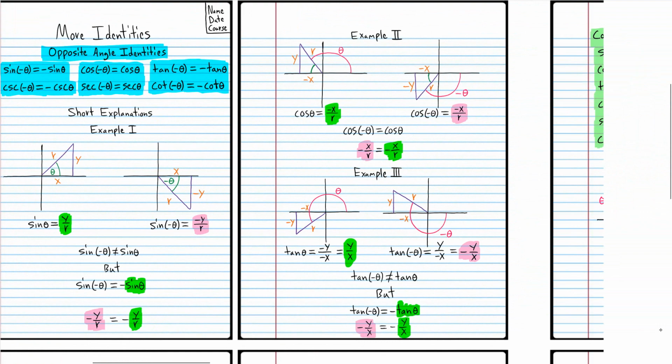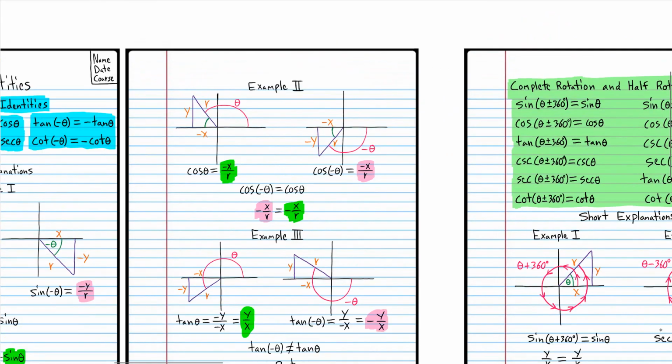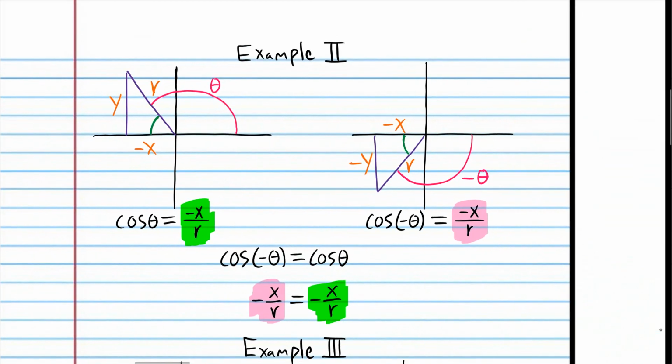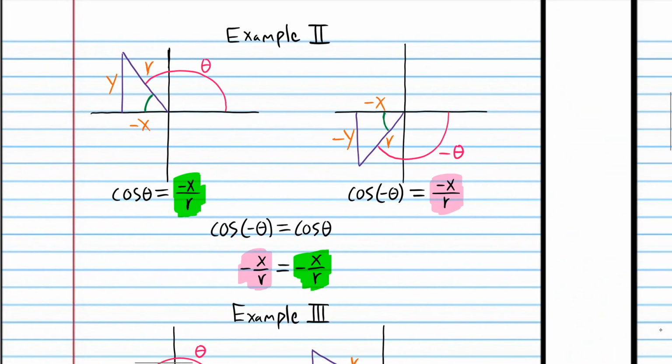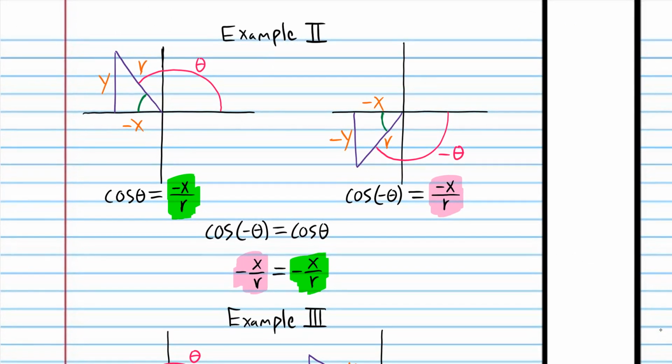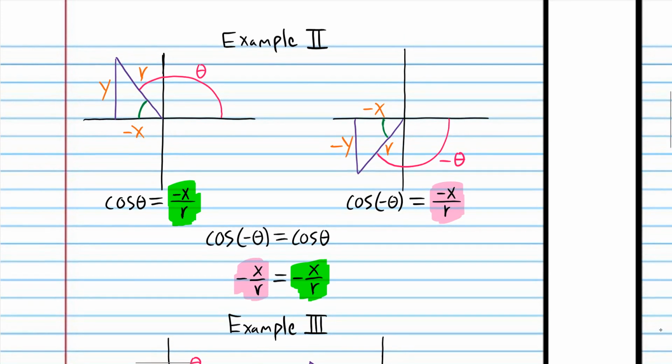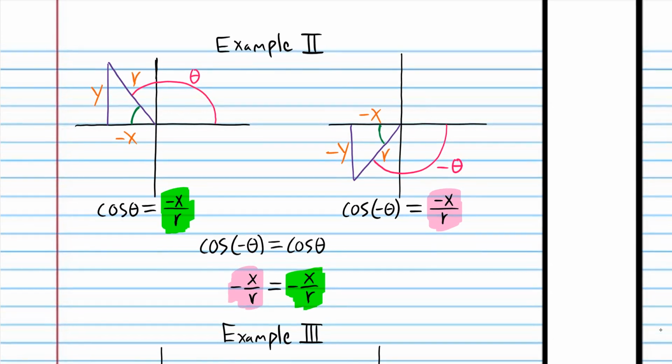And here's some other examples. With cosine, as I mentioned, the negative just goes away. Here's a positive theta value in standard position, positive angle, and now I'm using an obtuse angle just as an example. Again, this works for any angle you want, acute, obtuse, reflex. So cosine is negative x over r because the triangle is in the second quadrant.